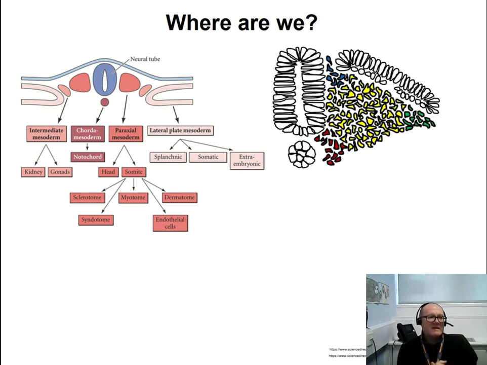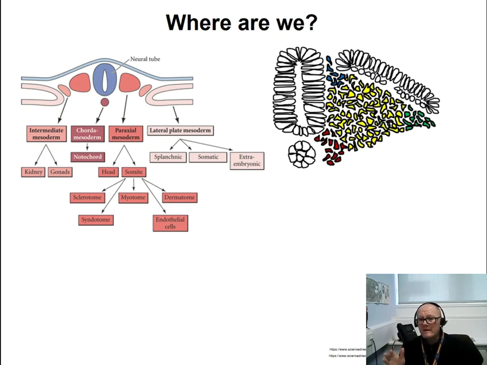If you remember, in the last lesson, we talked about the paraxial mesoderm. This paraxial mesoderm is the mesoderm that is near the neural tube. So if we look at a section of an embryo, we recognize in the middle of the embryo the neural tube above the notochord. Laterally to the neural tube, we have the paraxial mesoderm, which is going to form the somites. Laterally to that, we have the intermediate mesoderm, and even more laterally, we have the lateral plate mesoderm.